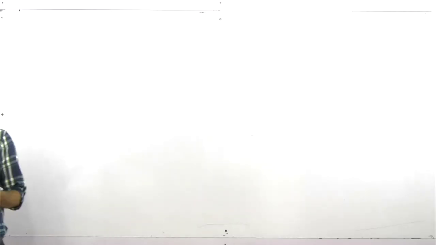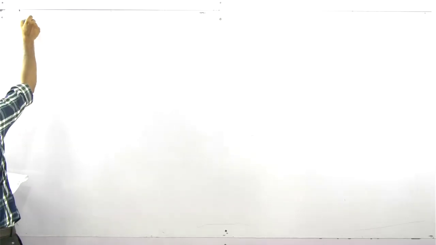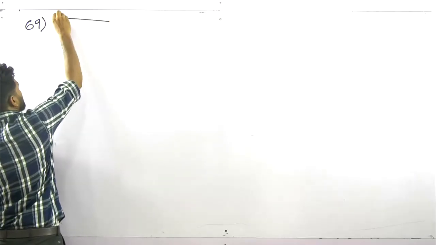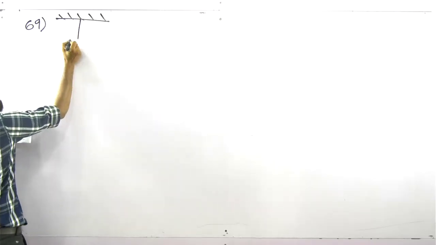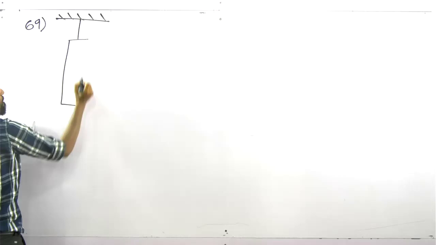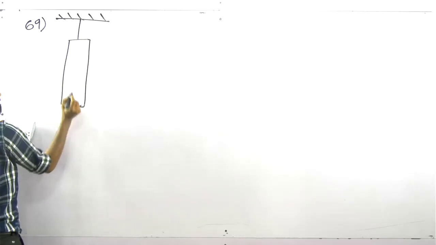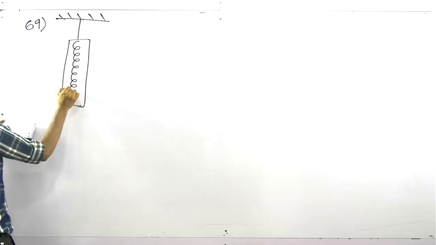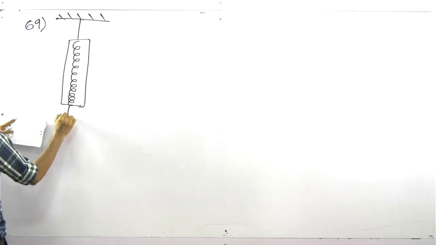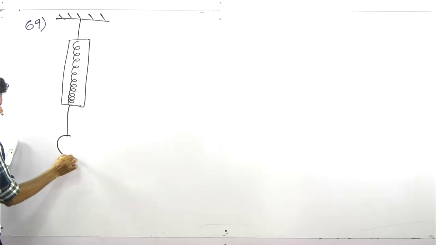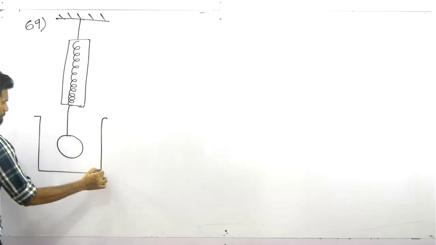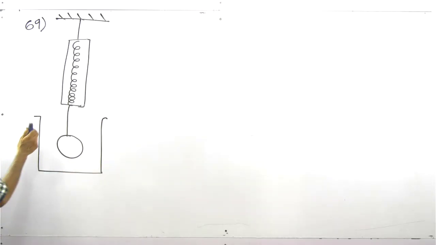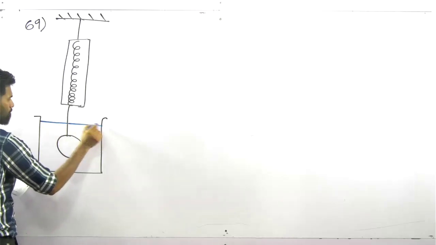This question is very special. It's giving us a special point. In question number 69, there's a balance like this. And in the balance, you have a spring inside. It's a spring balance. And the object is attached to it. And this object is inside a liquid. This is the liquid.